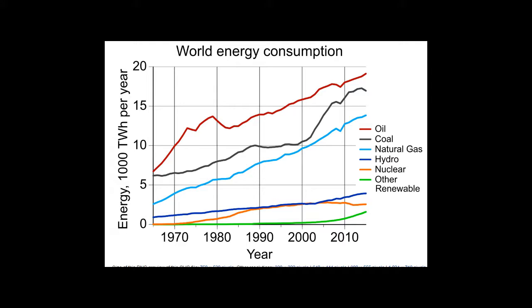Back to the world energy consumption chart. Our objective should be to get this red line, oil, this black line, coal, and this light blue line, natural gas, down. It's rising, but we should try and get that down. We should endeavor to get the blue line, hydropower, and the green line, which is other renewable energy sources, up to cancel or to balance it out.